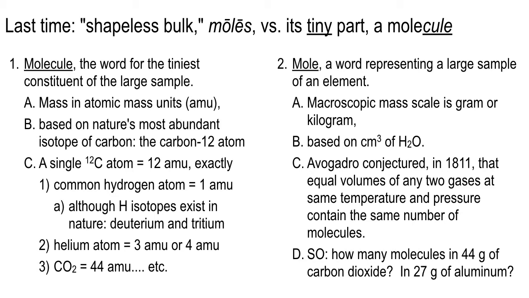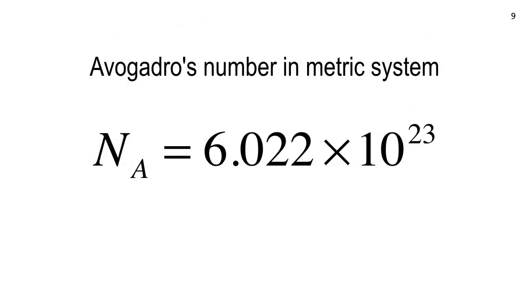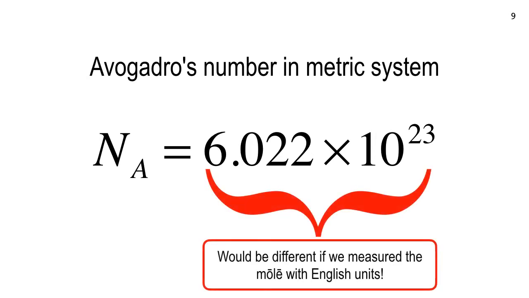And in the metric system, that number is called Avogadro's number, N subscript A. It's 6.022 times 10 to the 23. It's a huge number, and it would be even larger if we were using English units. So, you could say, how many molecules of CO2 are there in 44 grams? Or you could say, how many are there in 44 pounds of CO2? All right, we could use that.